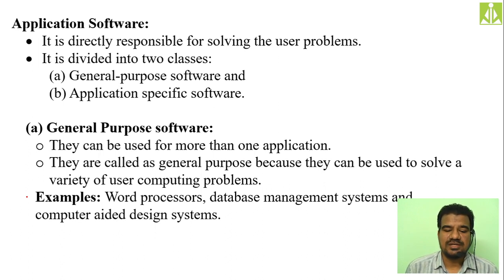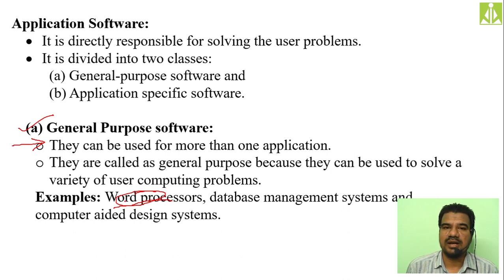It is divided into two classes: general purpose software and application specific software. General purpose means they have more than one functionality, they can be used for more than one application. That's what I just explained. They are called general purpose because they can be used to solve a variety of user computing problems, like Microsoft Word processor, MS Word. MS Word can be used to solve many problems, isn't it?